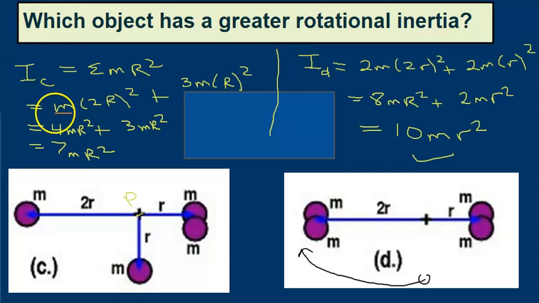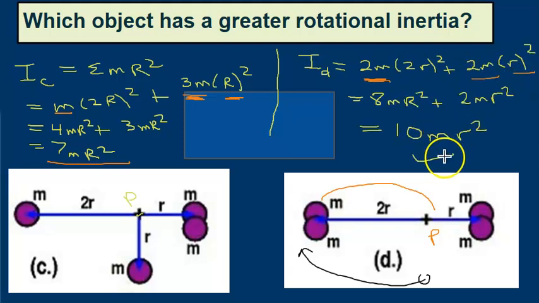So we have 1m, that's 2r away. You're going to square that, both the 2 and the r. In terms of space, I just lump these all together as 3 objects that are r away. And then this rotational inertia is 7mr squared. Then you do the same thing for object D. You've got 2m, that is 2r away from your pivot. And you've got another 2m that's only r away, and do the math, and you get 10. So this has a greater rotational inertia.